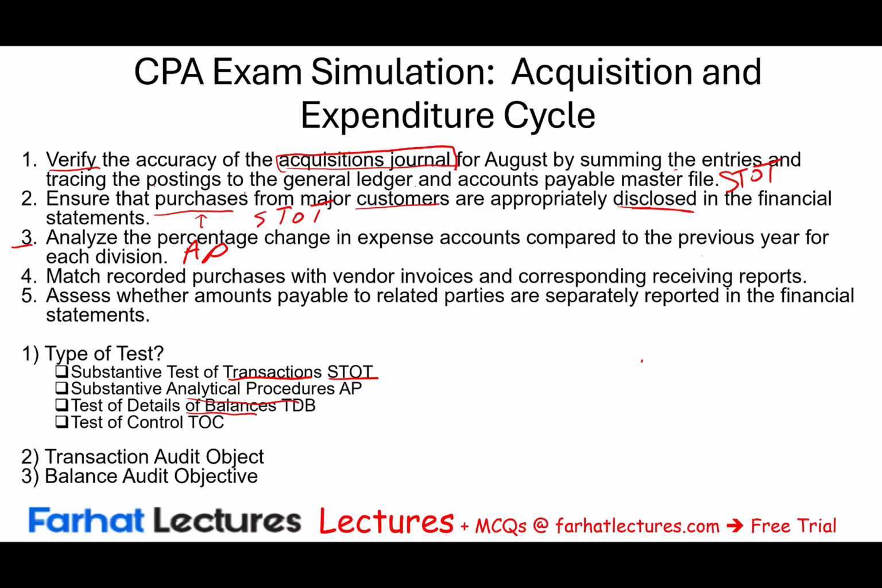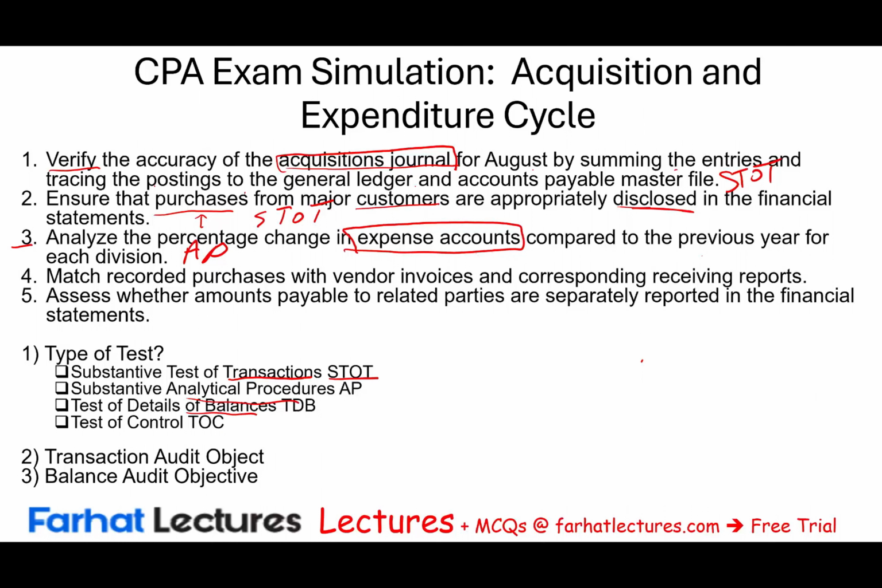What am I making sure? First, what account am I dealing with? Expense accounts, not one particular transaction in the whole expense account. So this is the balance audit. The balance audit objective is the expense as a whole, because I'm looking at the whole account, not at any particular transaction, and making sure I'm analyzing them to make sure most likely they are properly classified. What am I looking for?